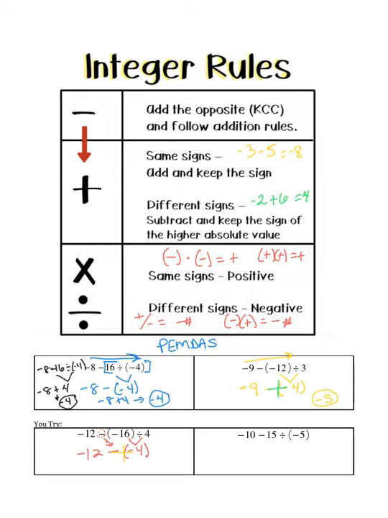Let's go back up to this rule, though. Subtract them and keep the sign of the higher absolute value. Okay, what's 12 minus 4? Well, it's 8. Okay, look at those two. 12 is bigger than 4, right? So you keep it negative, negative 8.